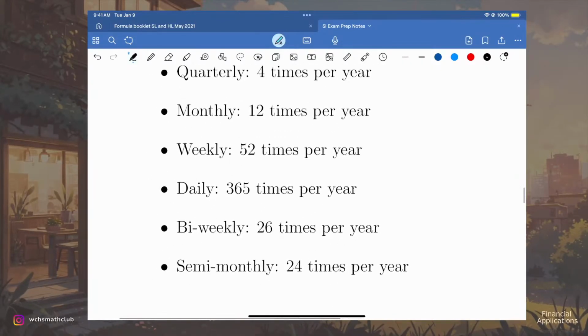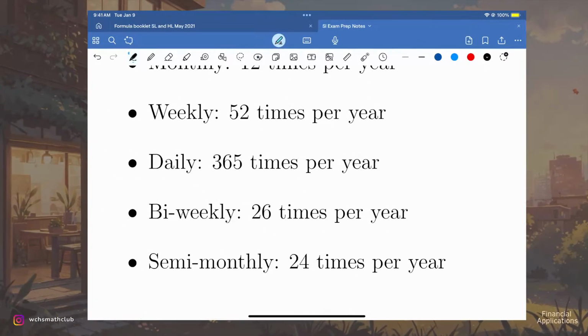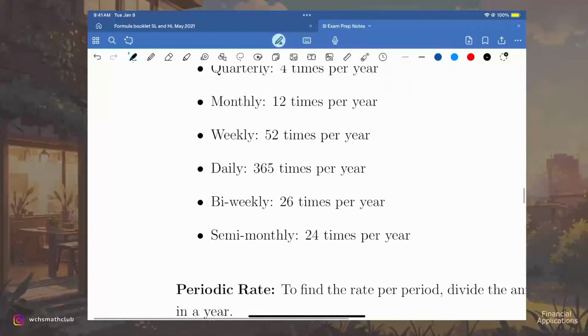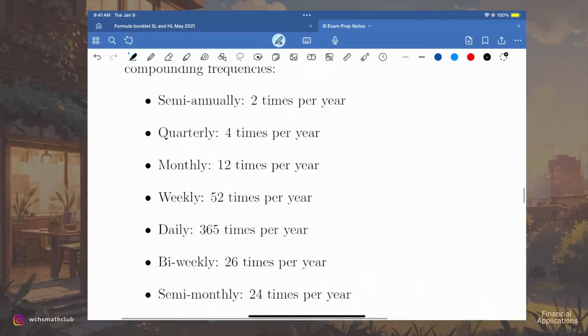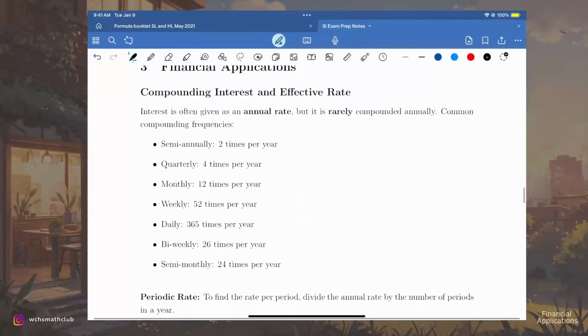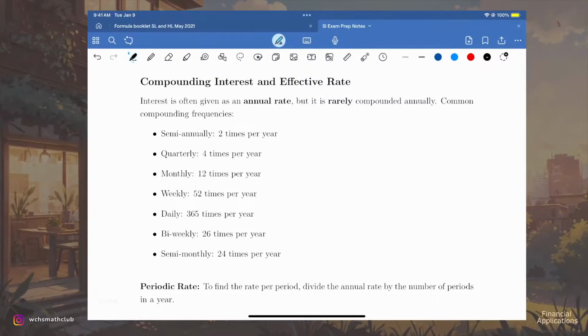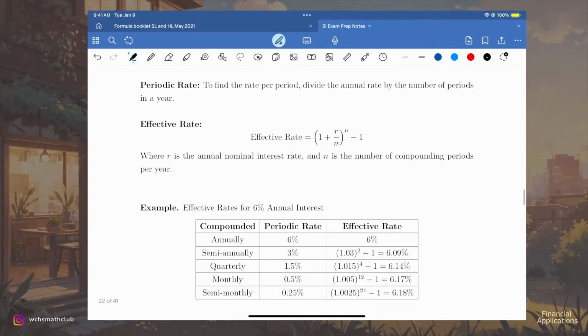Monthly is very obvious, that you have 12 times per year, but for weekly and daily, well, weekly is just 52 times, and bi-weekly being 26 times. And then daily would be 365 times, and semi-monthly being 24 times. These are some very common compounding frequencies, so it's good to have these memorized for when you do compounding interest problems. And then moving on to the definition for periodic rate.